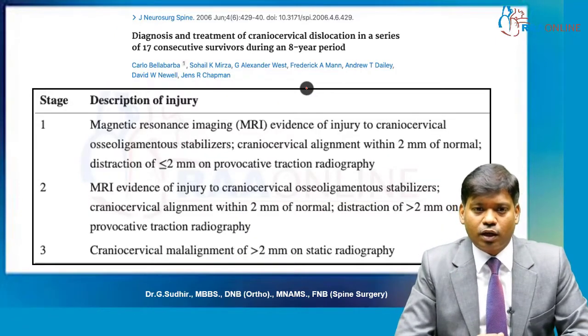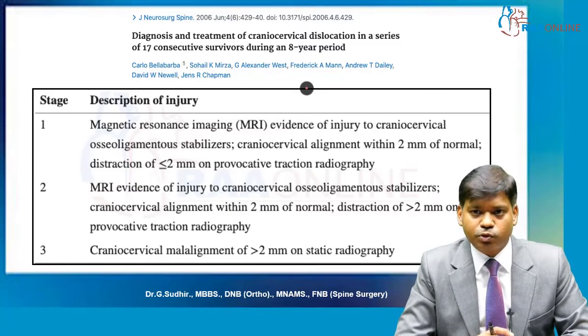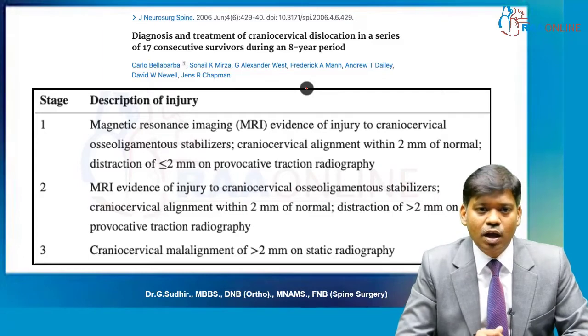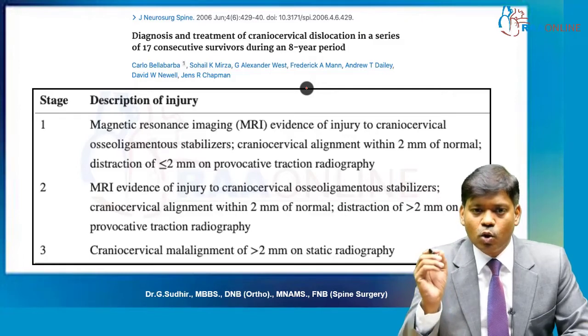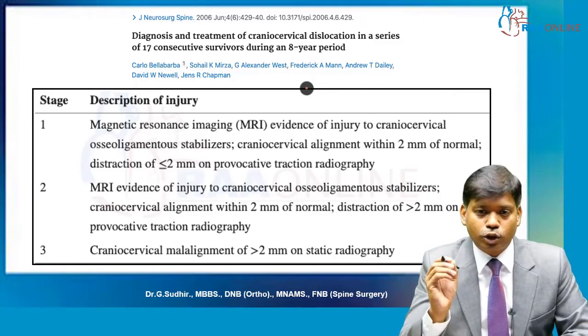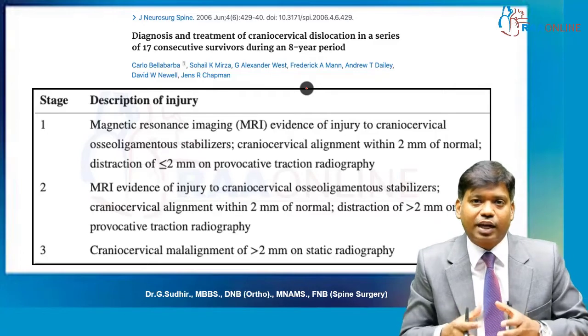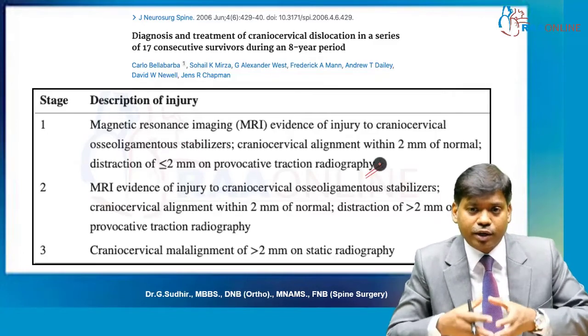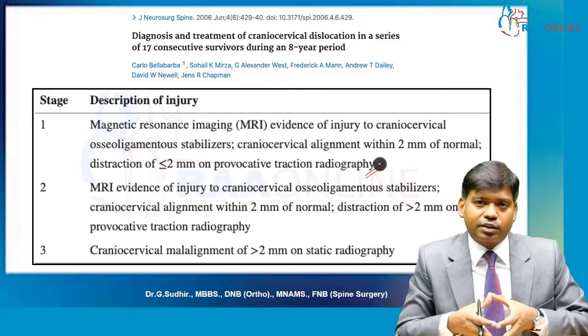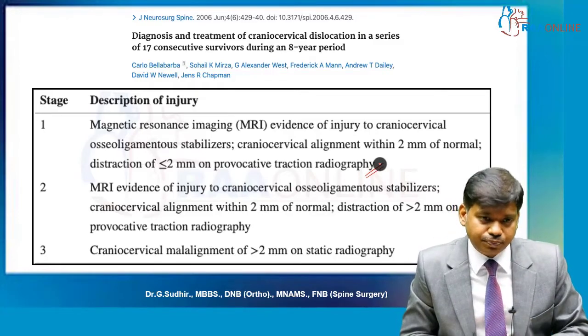Now, this is one of the important classification systems for craniocervical dislocation. It is called the Harborview classification system. According to this, stage 1 is whenever there is MRI evidence of injury to these ligamentous stabilizers with distraction of less than or equal to 2 mm on provocative traction radiography. This is one of the disadvantages of this classification. You are provoking and giving traction and taking a radiograph, which is quite dangerous.